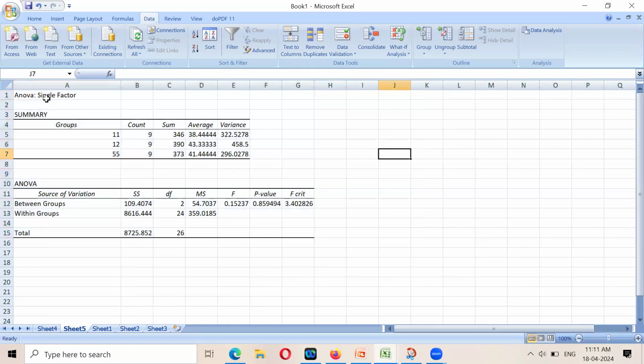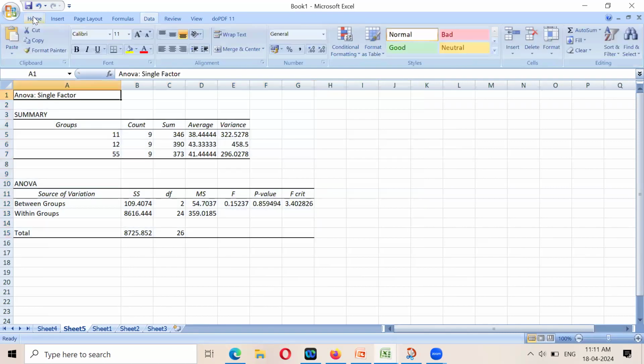ANOVA single factor. The test name is ANOVA single factor, right? Here is the summary. You can see there are two tables. This is the actual result of the ANOVA one way. Within a fraction of a second and within very few clicks, you can see the ANOVA test result. Very simple. Just select the groups, select ANOVA single factor, and you will have the result.